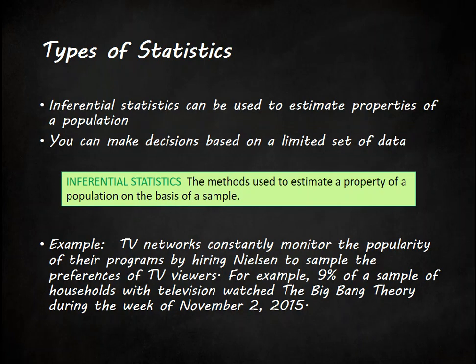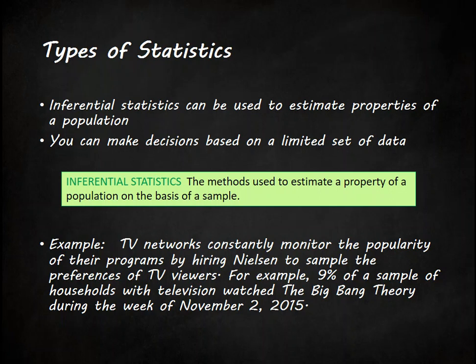Getting back to types of statistics, inferential statistics can be used to estimate properties of a population. So you take statistics from a smaller sample and you infer information about the larger population. You make decisions about the larger population based on the limited set of data from the smaller sample. This method is used to estimate a property of the population on the basis of a sample.